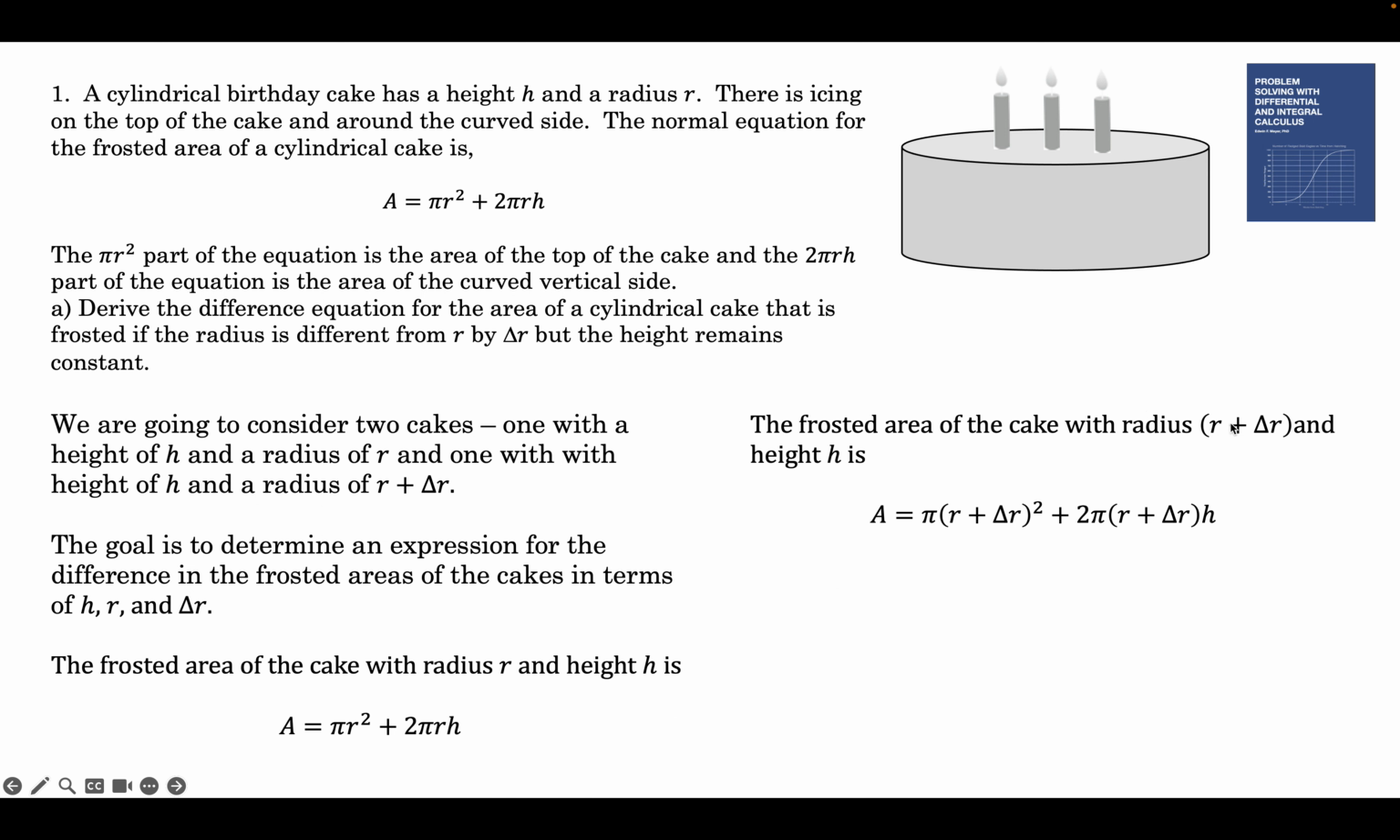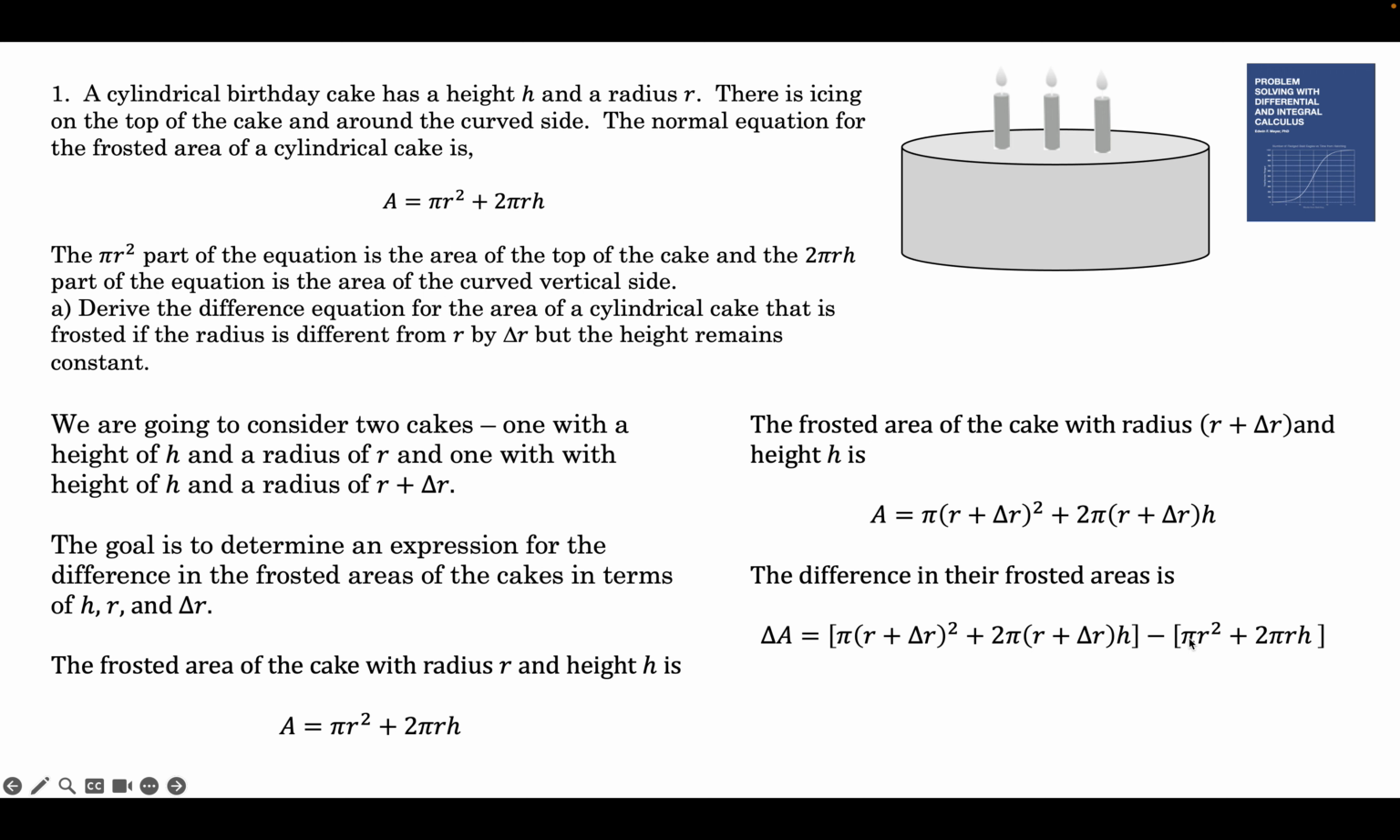If it's different by delta r, we have a different area, and that area is A plus delta A, and we just plug in r plus delta r for the radius of the cake. And we can subtract these two expressions. This is the area of the cake with the radius r. This is the area of the cake with the radius r plus delta r. And we get this big mess.